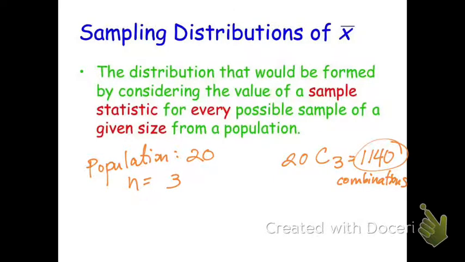Once you do that, let's say that I listed out all 1,140 combinations. I'm listing them all out, and I'm finding a mean and a standard deviation of your test grade, the last test. Not sigma, but s. So I'm finding all of my means and my standard deviations.